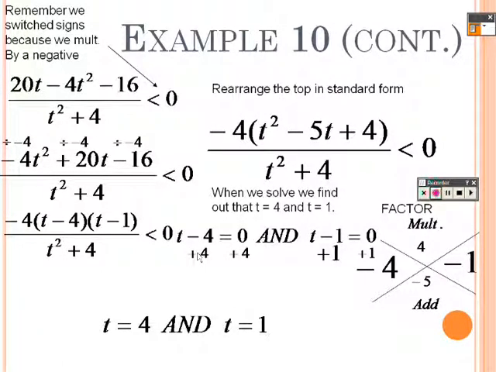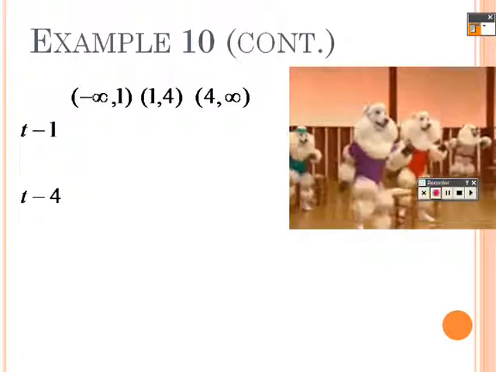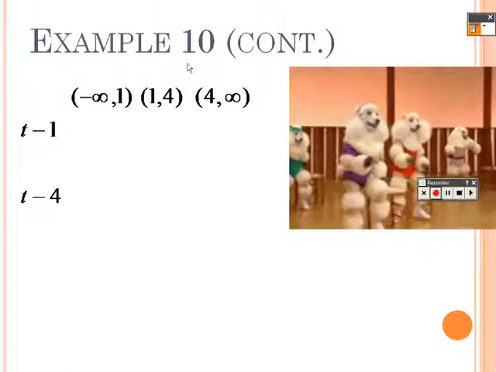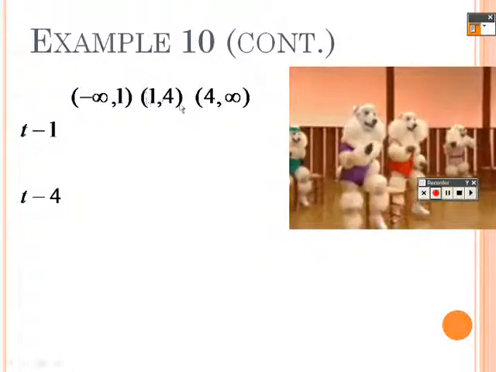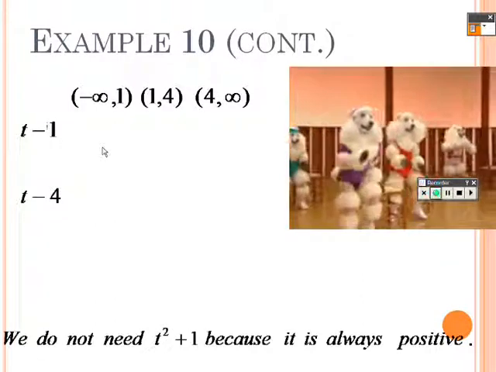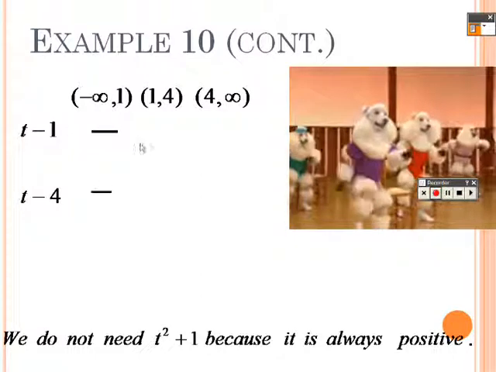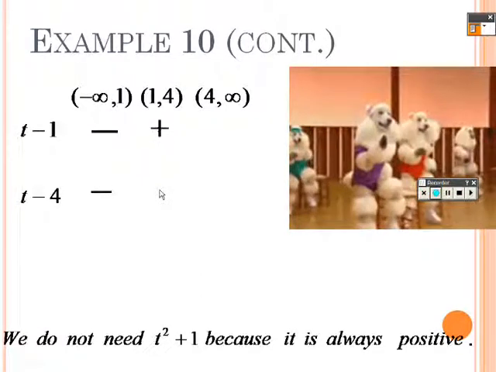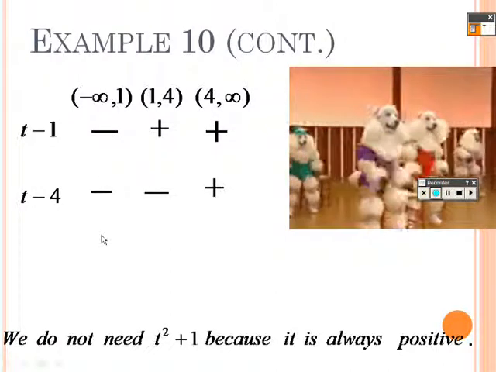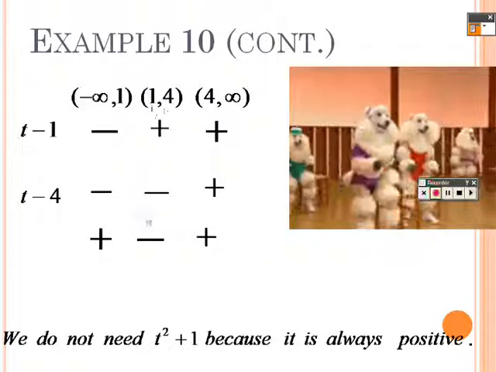So remember, when we switch the sign, it's because we multiply by a negative. So when we're doing this, we know that it is 1 and 4, and it can't touch them because it was less than. And those are the only factors that I have. So when I plug in numbers, like 0, that's a negative. If I plug in 2, that'll be positive and negative. If I plugged in like a 5, that'll be positive and positive. So negative times positive is negative. I get 1 negative, and I get 1 positive. So in between 1 and 4 is the only spot where it's negative.